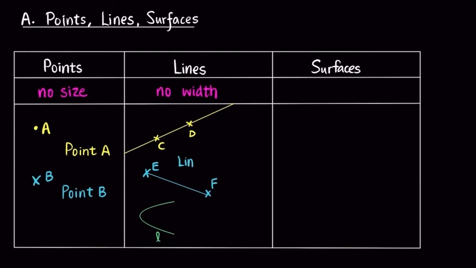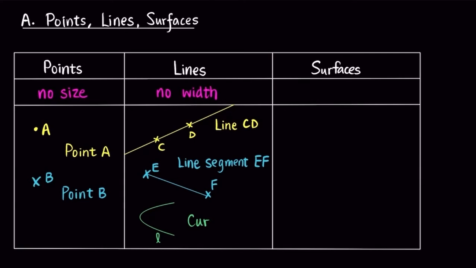A line with finite length, we call it line segment. A line with infinite length, we simply call it line. Hence, they are called line CD, line segment EF, and curve L. A surface has no thickness. It can either be a plane or a curved surface.